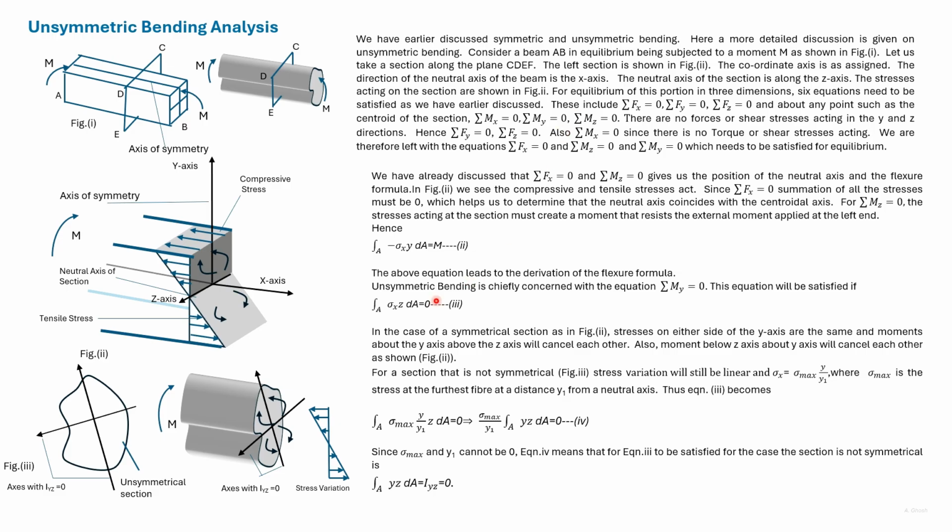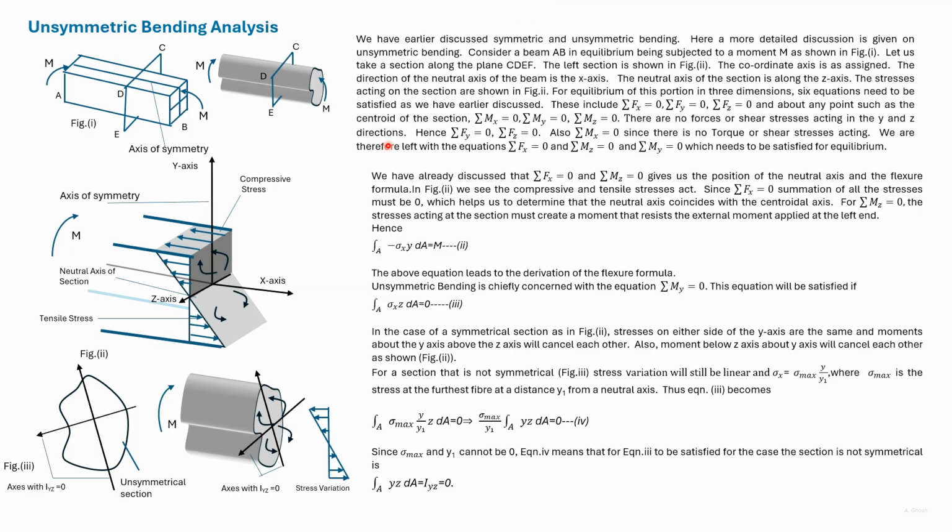For a symmetrical section, understanding this equation is straightforward. Since the y-axis is also the axis of symmetry, the moments due to the left and right of the y-axis, both in the top and the bottom of the neutral axis, are equal. So there's no net moment acting due to the stresses about the y-axis.